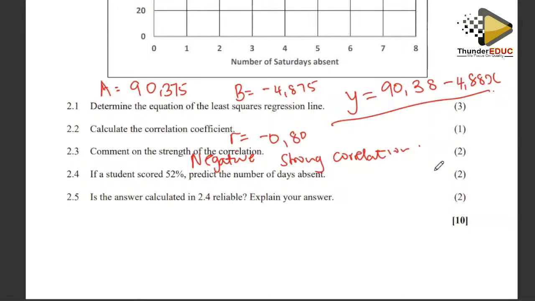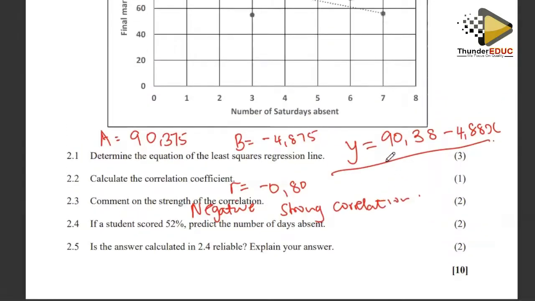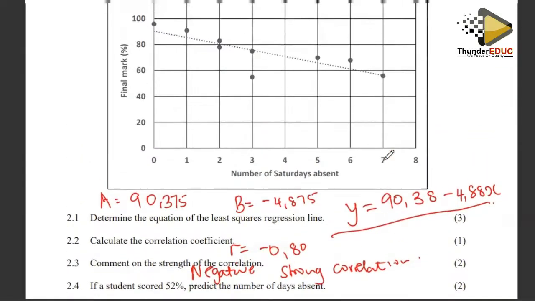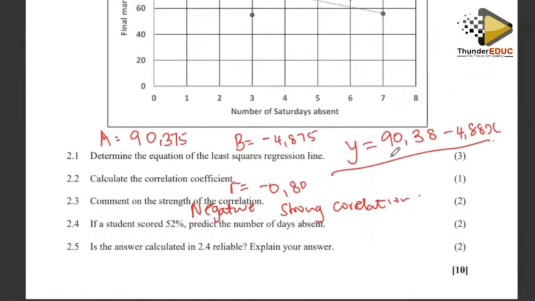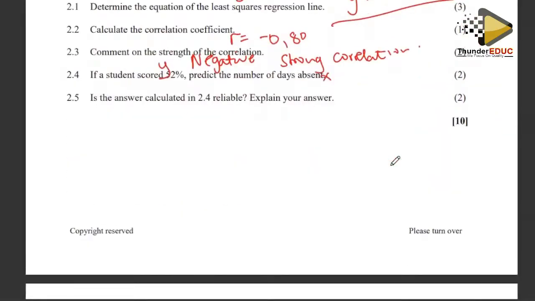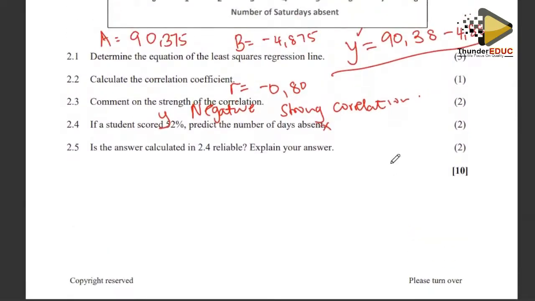Then 2.4, if a student scored 52%, can we predict the number of days that the student was absent? Now, remember, the percentage is the Y, okay? X is the number of days that the learner was absent. So let's use our equation, and say where there is Y, we're gonna say 52 is equal to 90,38 minus 4,88x.